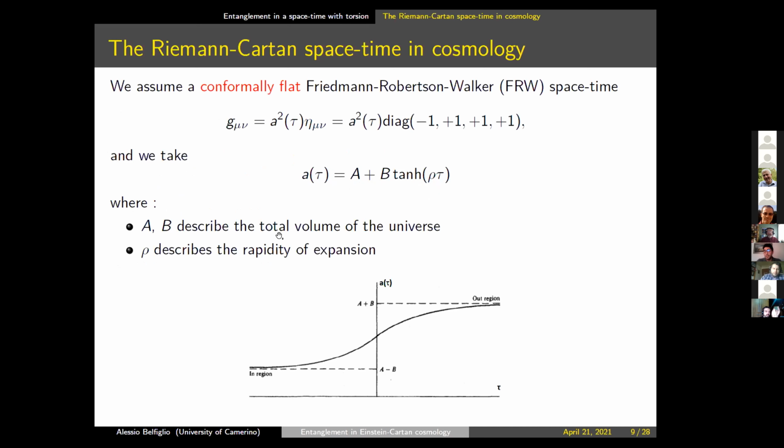Okay, so for what concerns the metric, we have assumed a conformally flat Friedmann-Robertson-Walker metric. This is well known in quantum field theory in curved space-time. And as for the scale factor, this is also a well-known form. This scale factor assures that space-time is asymptotically flat in the asymptotic region, so in the in and out regions. And this is fundamental in order to define the notion of particles. And it has three parameters that are A, B, and rho. A and B describe the volume of the universe, and rho the rapidity of the expansion of the universe.